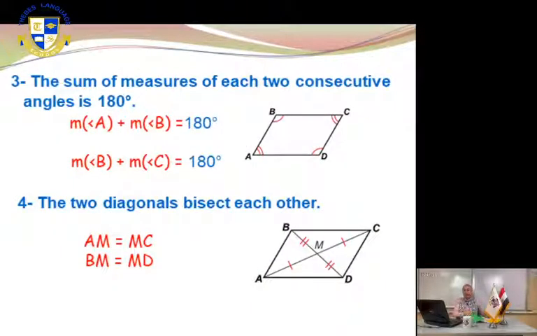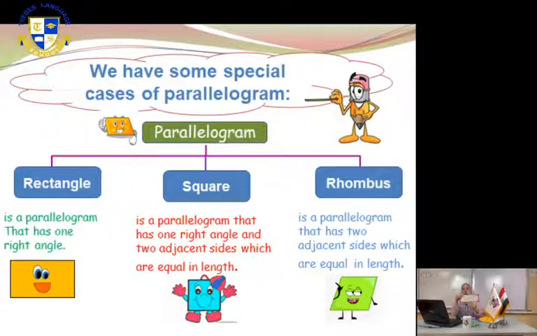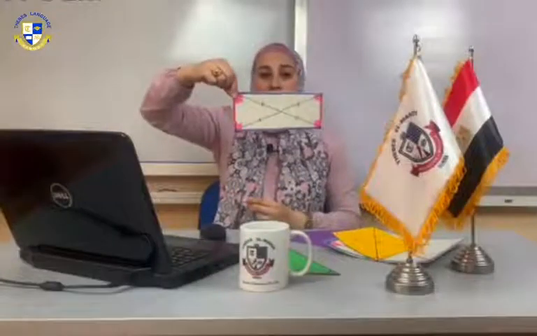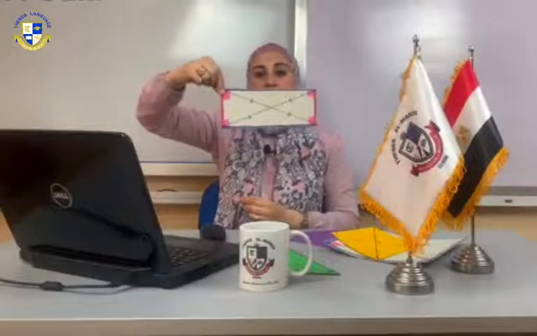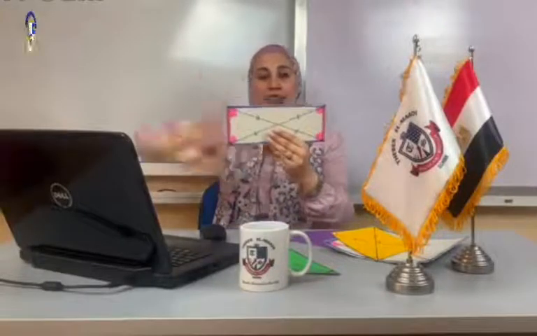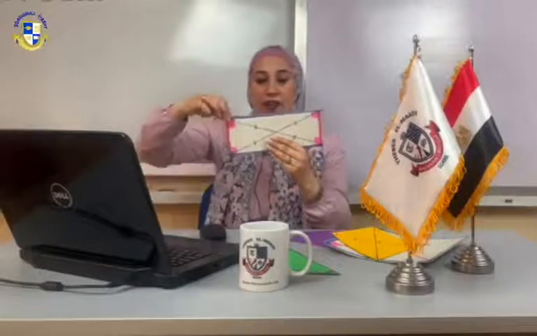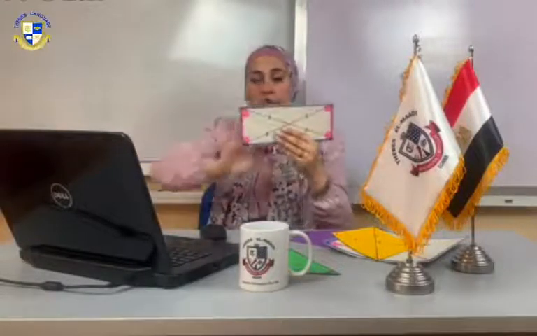Now we have some special cases. The first one is the rectangle. We will talk about it. How could I know this is a rectangle? If I have just one right angle, this shape will be a rectangle.